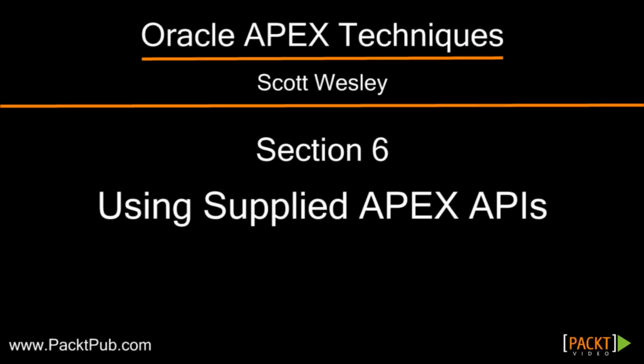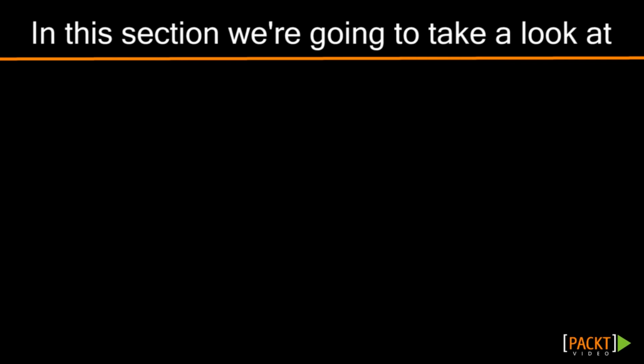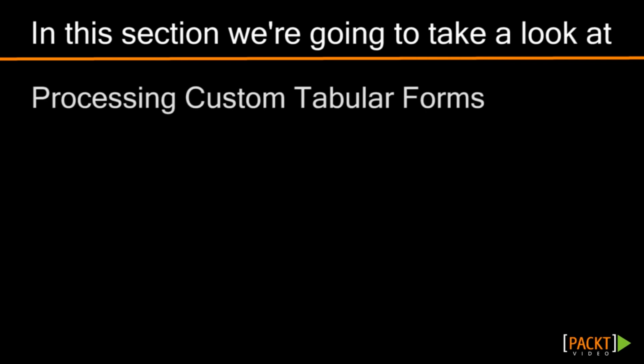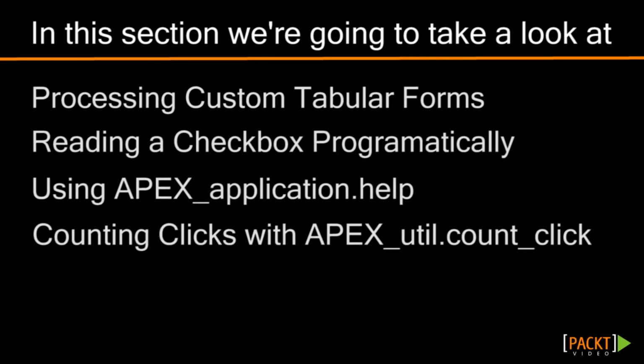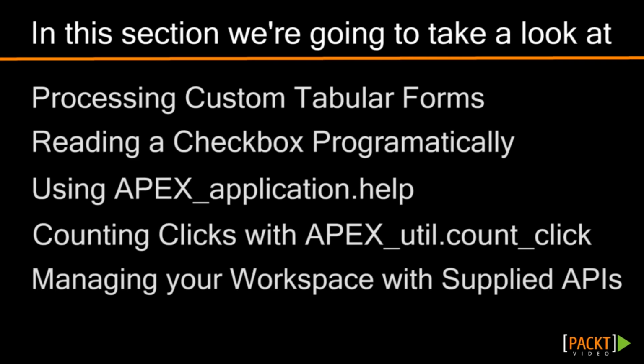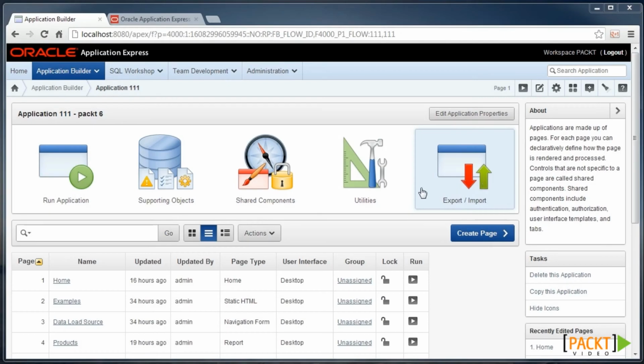Section 6. Using supplied Apex APIs. In this section, we're going to have a look at the supplied APIs that Oracle provides to save us reinventing the wheel. This section will cover some of the APIs relevant to Application Express that relate to custom tabular forms, reading checkboxes, application help, and creating some background processes. First up, we'll have a look at dealing with tabular forms.